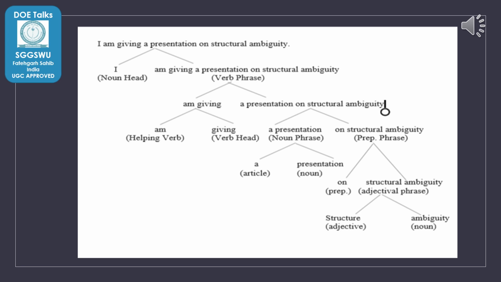The noun phrase consists of an article and noun here, that is "a" and "presentation," right? And the prepositional phrase consists of preposition and adjectival phrase, where "on" was the preposition, and the adjectival phrase was "structural ambiguity." So again we divide this adjectival phrase into adjective and noun, that is "structural" and "ambiguity," and this is how we formulate a sentence.